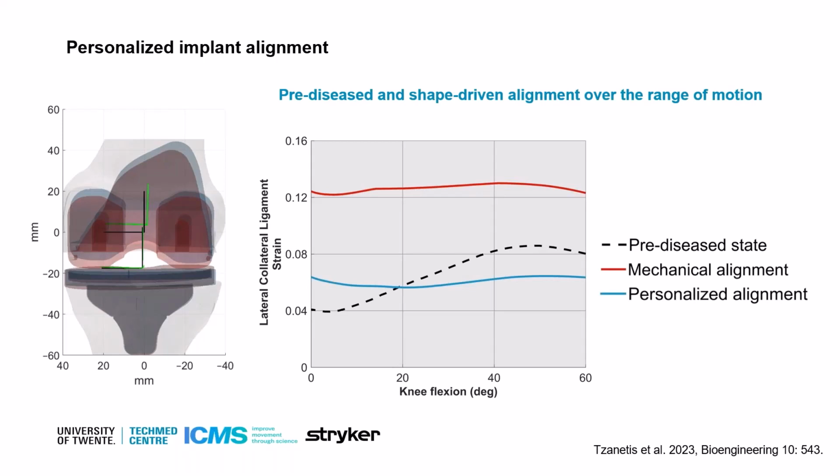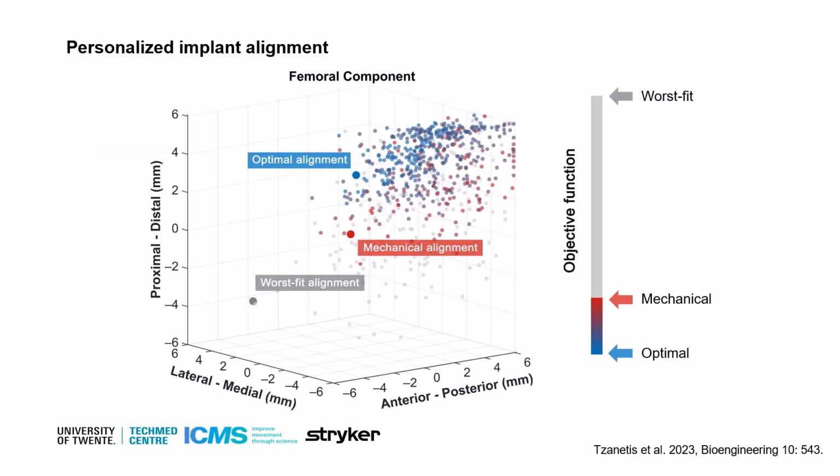And of course, this sounds like a very simple procedure, right? As if there is only one solution, but if we look more carefully, we could actually see that there are a number of solutions in the placement of the implant, which seem to be more effective than mechanical alignment. So if you look at this figure, the red point is mechanical alignment, so our starting point, our reference. The gray one is far away from the pre-diseased state, which is actually our target, while the blue point is the closest to the pre-diseased state.